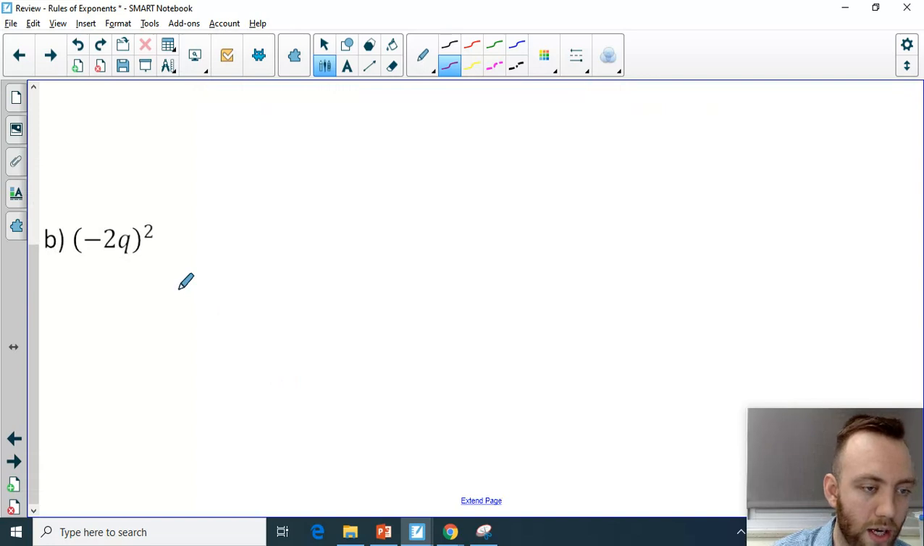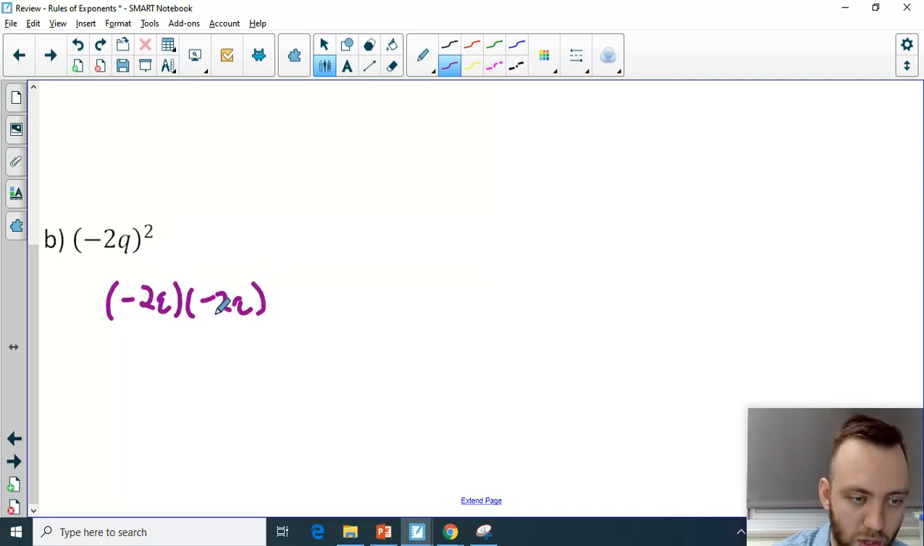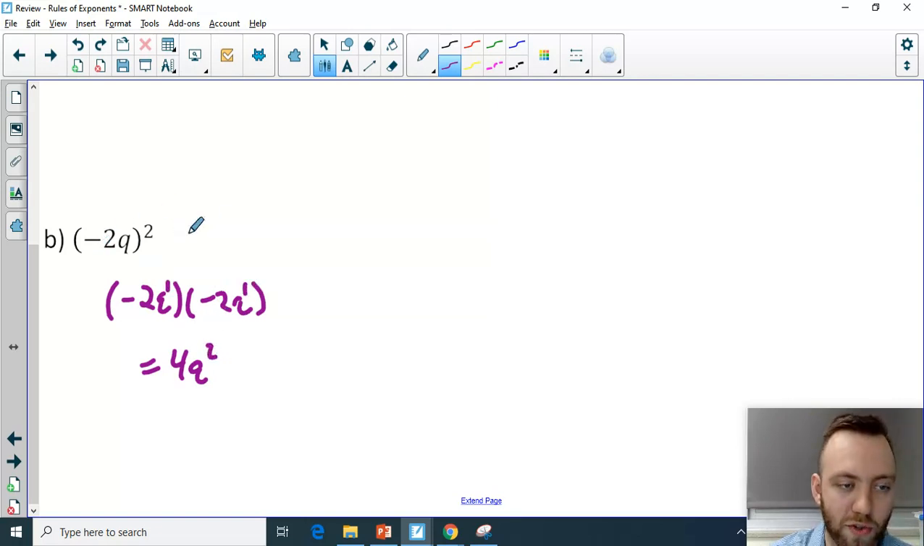And here, just another one, squared just means times itself. So we're going to have negative 2q times negative 2q, times itself once, right? Negative 2 times negative 2 is going to be positive 4. Q times q, these are invisible ones, it's going to be q squared. Another way you can think about it, you're going to have negative 2 squared, which is positive 4. And then q to the first times 2 is just going to be q squared.